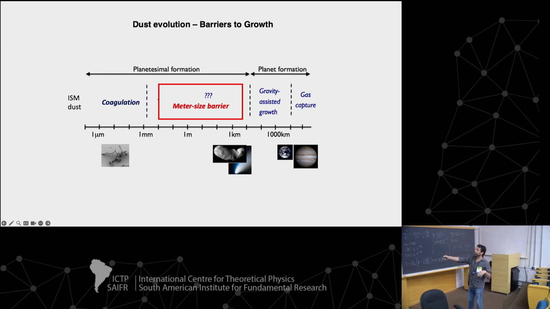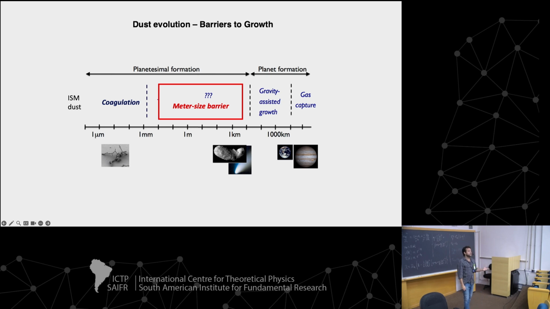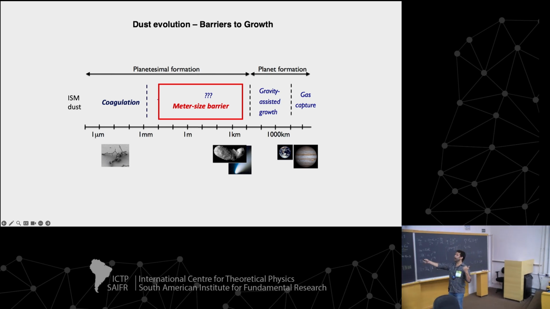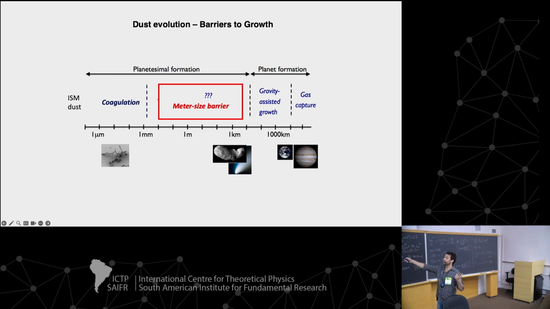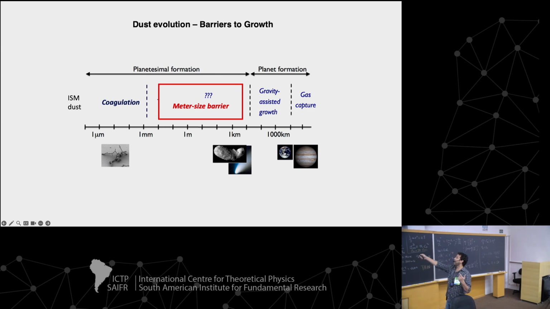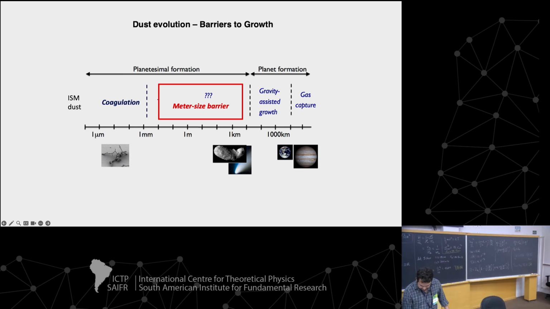As you asked right in the beginning of the lecture, in the beginning we're growing through hit-and-stick mechanisms. We call this coagulation. That will stop at either the drift barrier or the fragmentation barrier. There is the meter-size barrier. And we need to bypass this if we want to continue growing by gravity. Right? How do we do that? Well, there are some ideas out there.